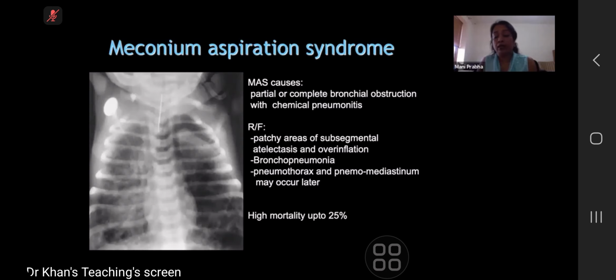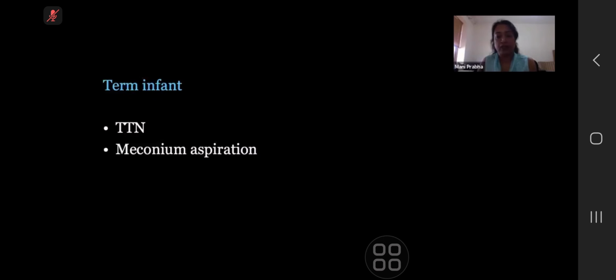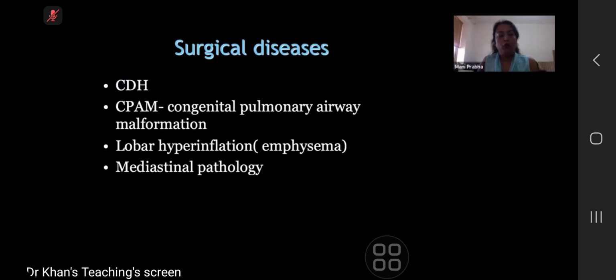This has very high mortality. Actually, if it is significant aspiration, mortality can be up to 25%. So it's not a very good disease to have. That's why they do cesarean section quite urgently. So I've covered term infants, TTN, and meconium aspiration. And now I'm moving on to the surgical conditions, and I'm going to discuss mediastinal pathology and pneumonia separately. So in surgical conditions, I'm going to cover congenital diaphragmatic hernia, CPAM, and lobar hyperinflation predominantly.